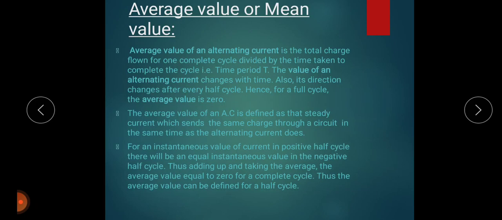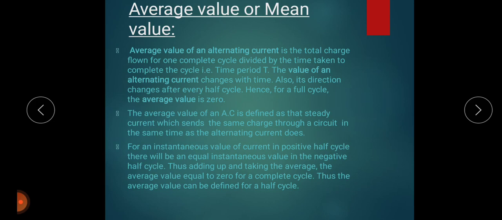Also, the average value of an alternating current is defined as the steady current which sends the same charge through a circuit in the same time as the alternating current does. For an instantaneous value of current or voltage in a positive half cycle, there will be an equal instantaneous value in the negative half cycle also. Thus, adding up and taking the average gives 0 for one complete cycle.